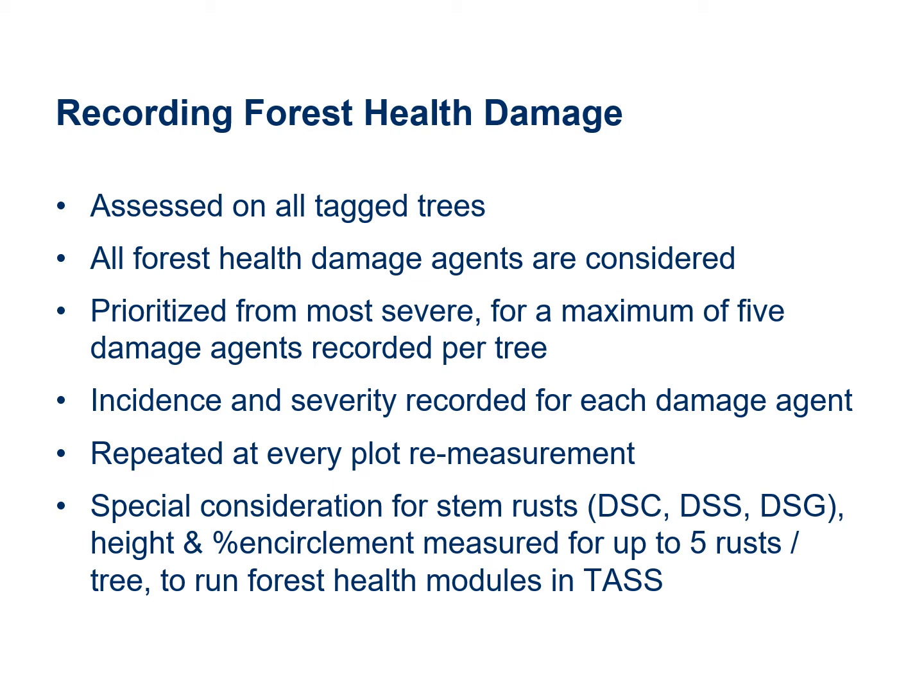Special consideration is given for stem rusts, where additional measurements include the height from the ground and percent circumference measured for each stem rust on the tree. These added measurements feed directly into the TASS growth and yield model, which also includes the GRIM and CRIME forest health modules.